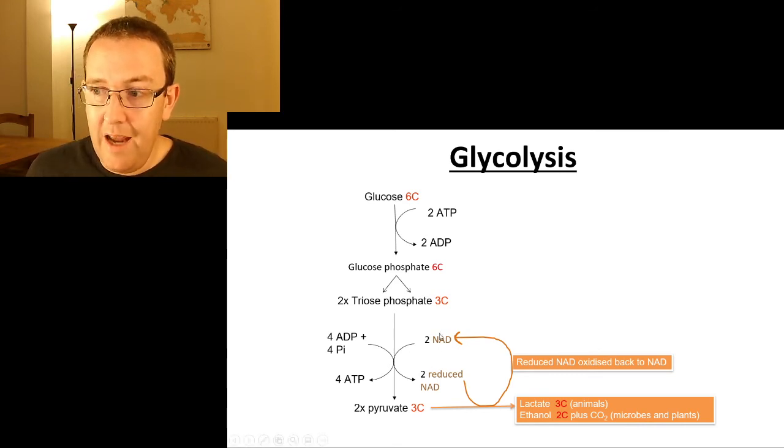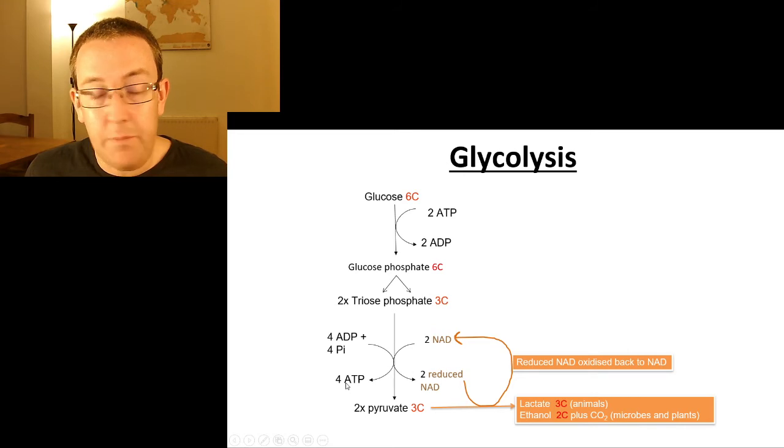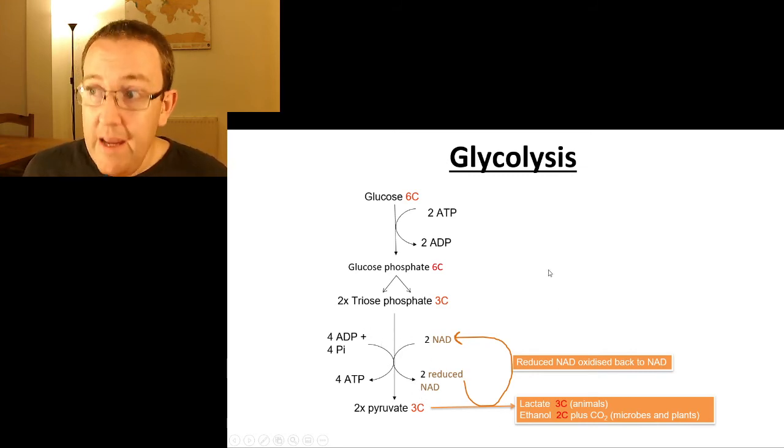We need this NAD back to do this reaction to generate a little bit of ATP. So the pyruvate is reduced and the NAD is oxidized to recycle it. And that is what's going on in anaerobic respiration.